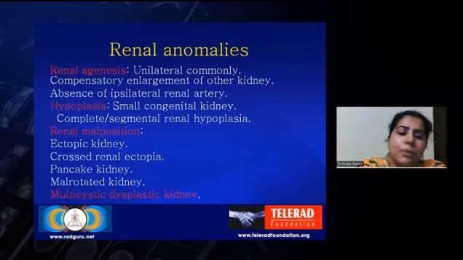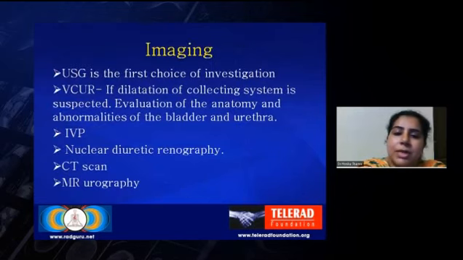Another common cystic disease, which is normally seen on antenatal ultrasound, is multicystic dysplastic kidney. It is normally unilateral. Here we see multiple cysts of variable sizes involving the kidney, and the kidney is enlarged. If it is bilateral, then we might see oligohydramnios associated with it. But if it is unilateral, then the prognosis is good. In imaging, ultrasound is the first choice of investigation if you see any renal abnormality.